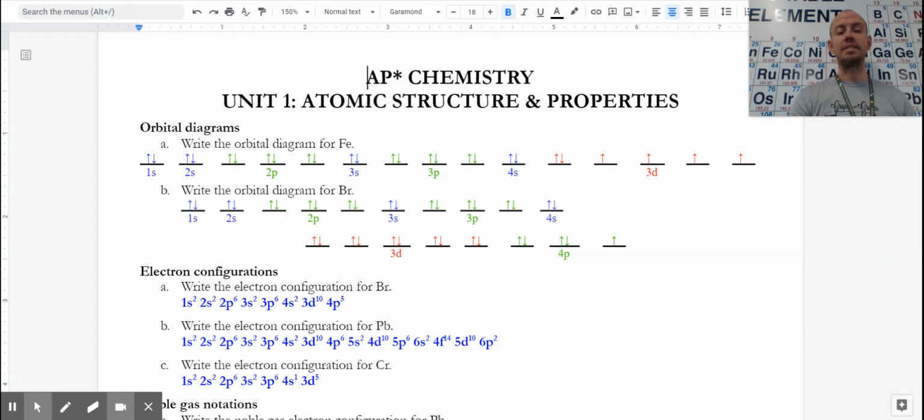Level one only has the s sublevel. The s sublevel has one orbital and as a result holds two electrons. Then we go on to level two. Level two has the s and the p sublevel. So the s sublevel, still only one orbital holding two electrons. The p sublevel is broken into three orbitals. Each orbital can hold two electrons. So a full p sublevel holds six.